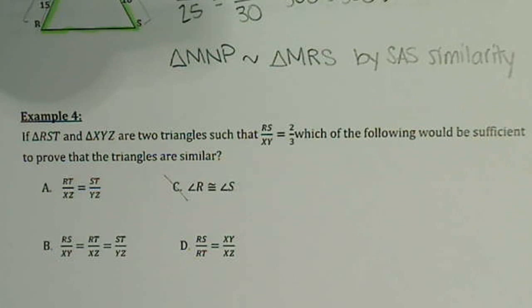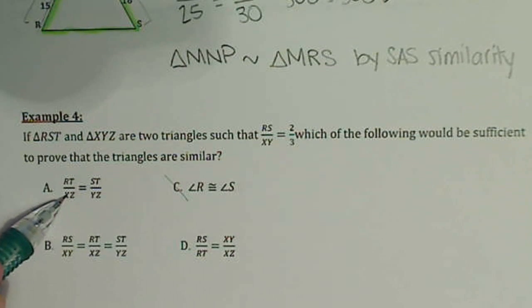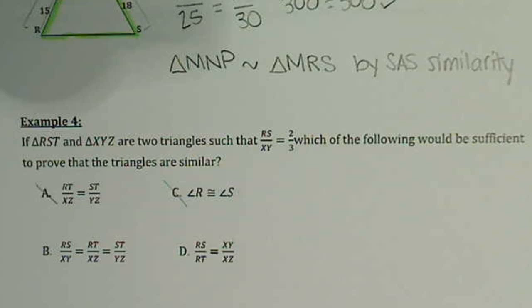Let's think about side, side, side. So I need 3 ratios. That only has 2. That only has 2. Not going to work. So, hey, letter B is our answer choice.